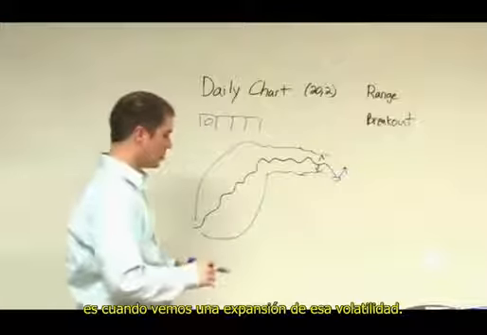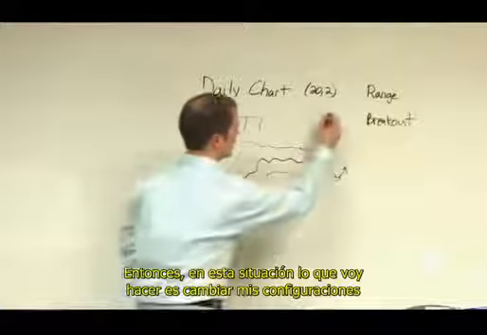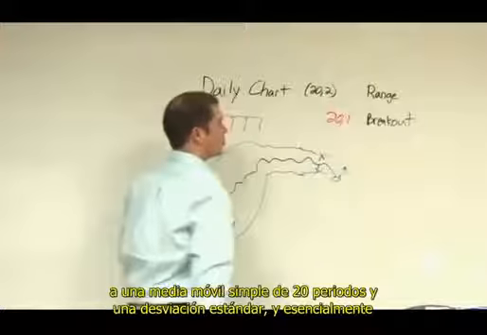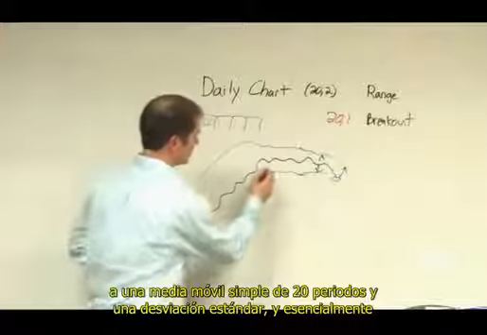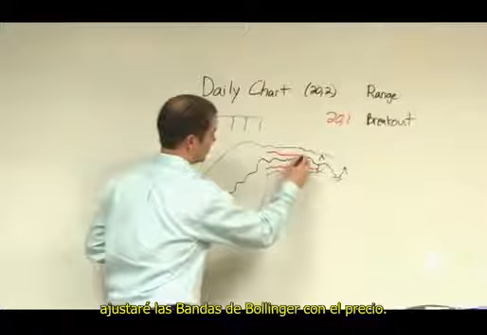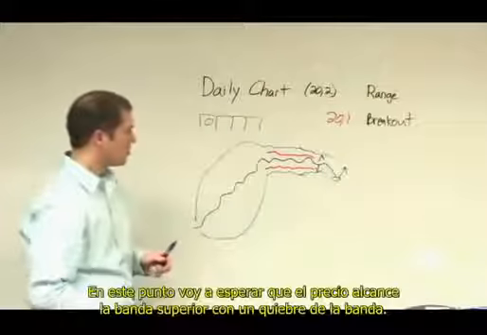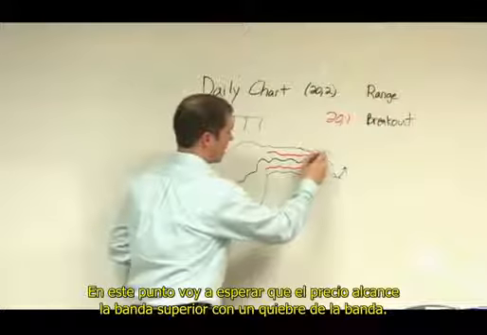So in this situation, what I'm going to do is I'm going to change my setting over to a 20 period simple moving average and 1 standard deviation. Essentially what that's going to do is that's going to put the Bollinger Band tighter in on the price. And so at this point, I'm going to wait for my price to reach my upper band on a breakout type of trade.